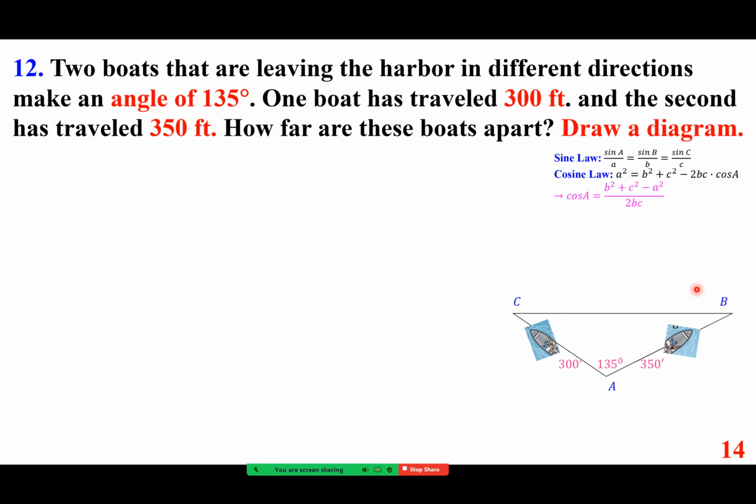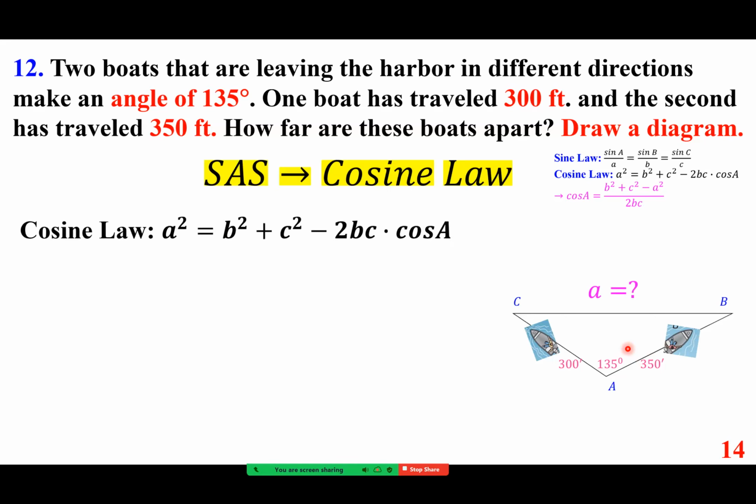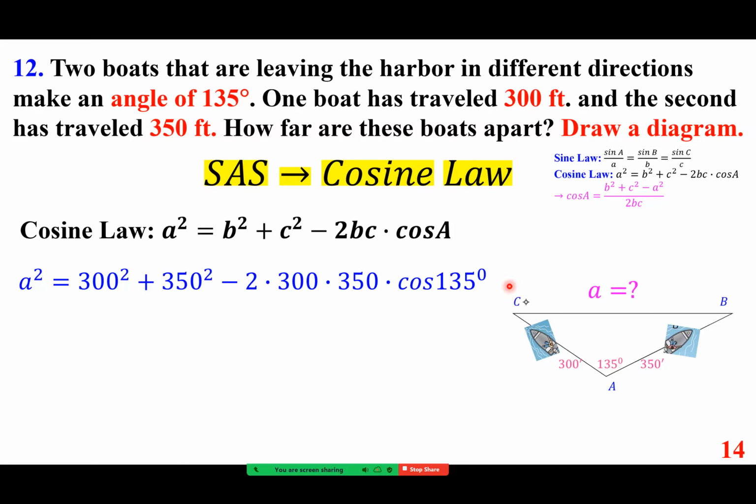That means you have side-angle-side, and therefore you are looking to use the cosine law, which says a squared is b squared plus c squared minus 2bc cosine. Again, two sides and the included angle are given. What is the third side? That's the concept. So BC squared is 300 squared plus 350 squared minus 2 times the product of the two and cosine of 135 degrees. Now, basically, you plug into a calculator.